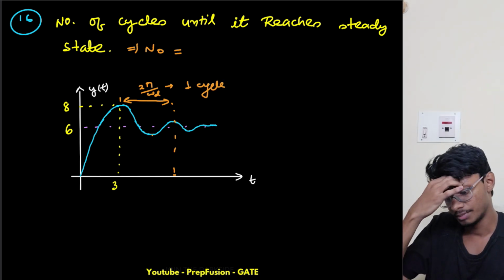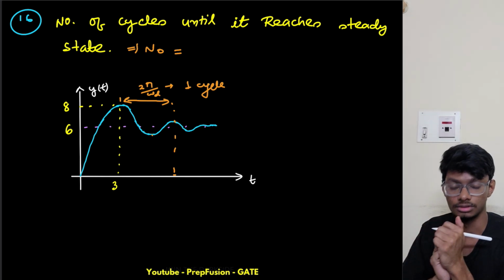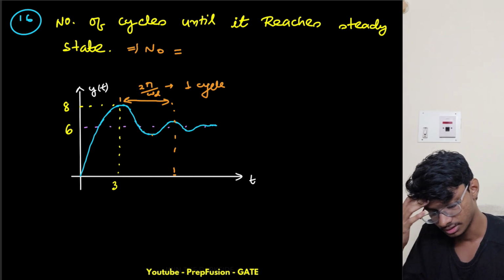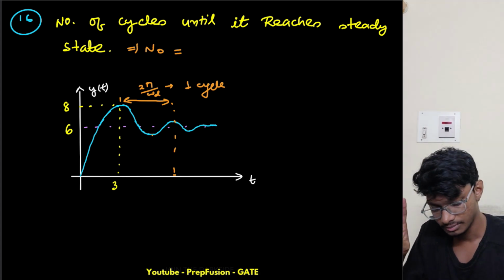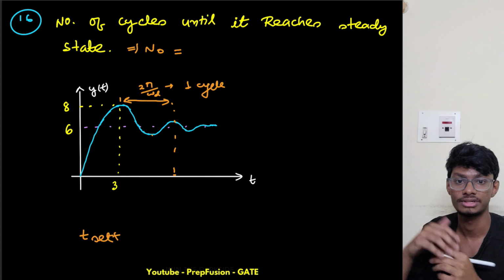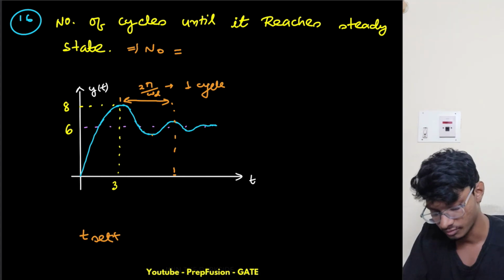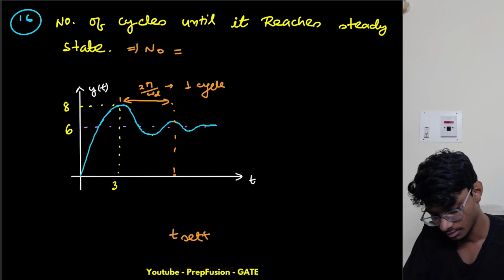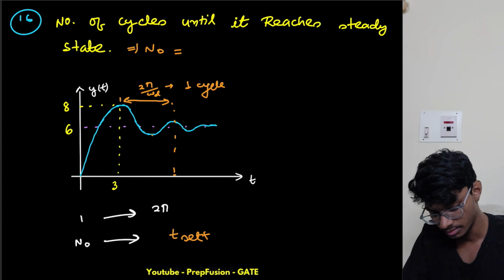But how many cycles do I need to cover? So let's say I cover this many seconds. One cycle is equal to this one. Let's say my settling time is t settling. For this amount of time, how many cycles will I cover? Let me write this in a different manner. So NO will be for t settling, and for one cycle I am covering 2 pi by omega d.